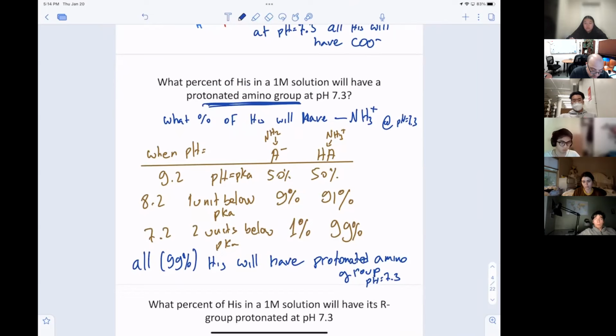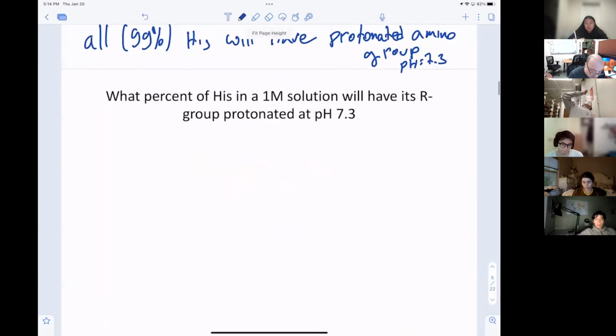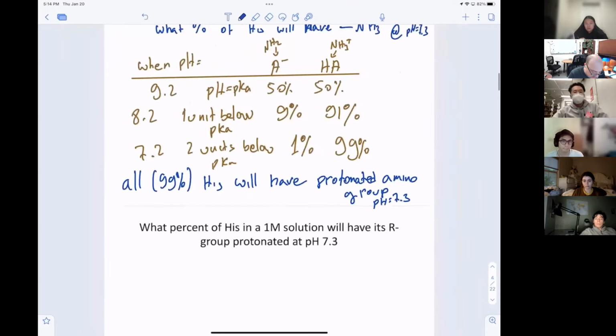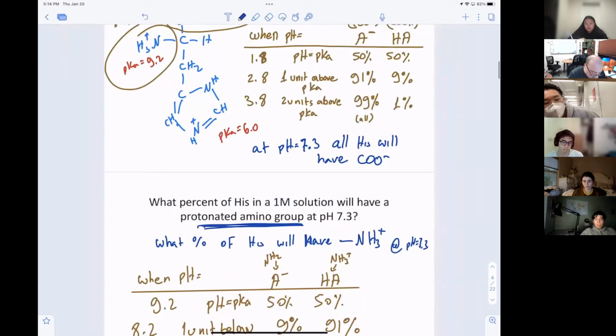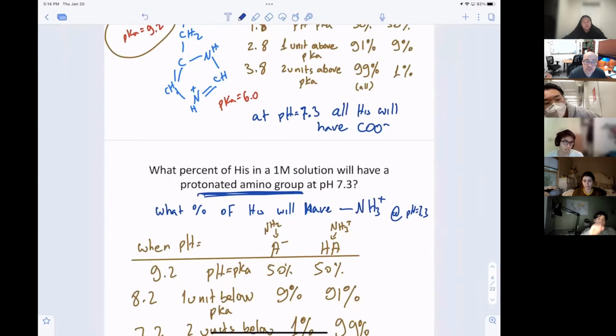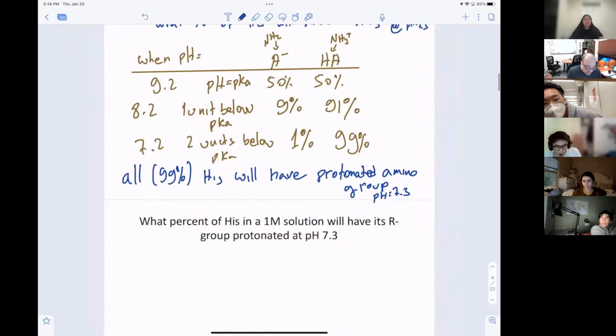Now you can memorize this way, but you do want to make sure that you have this logic that it's one unit, two units, three units, right? So pH equals pKa, one unit and two units. If you are not sure, you can do the Henderson-Hasselbalch. And this is something that I'm going to do with you on this part tomorrow in class, because in this part, you can see that the R group has a pKa of 6. So you cannot say that two units above will be exactly 99%. You cannot say 91%. You actually need to really give the percentage, right? So either you know that it's all, or you know that it's exactly 91%. But if you are not sure, we do Henderson-Hasselbalch. And that's the one thing that we're going to do tomorrow.